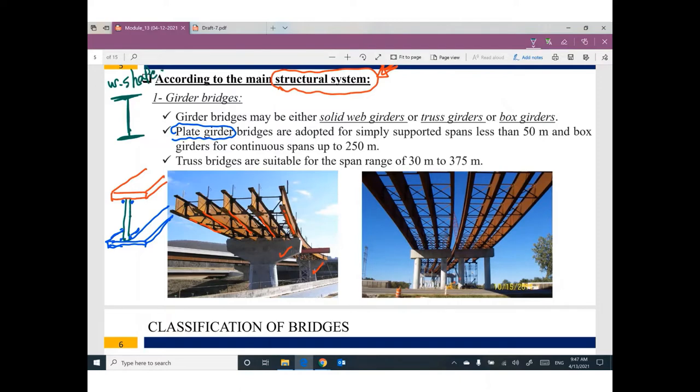Or sometimes your beam is made from a W shape from your table. We can select any W shape from the table or it can be a built-up section. In this case, it's called a plate girder bridge. So the meaning of plate girder bridge is that this beam is made from a built-up section, which means we have steel plates connected together by welding, and this girder is called a plate girder. So the first type of bridge is called a girder bridge, where the main beams can be called girders.